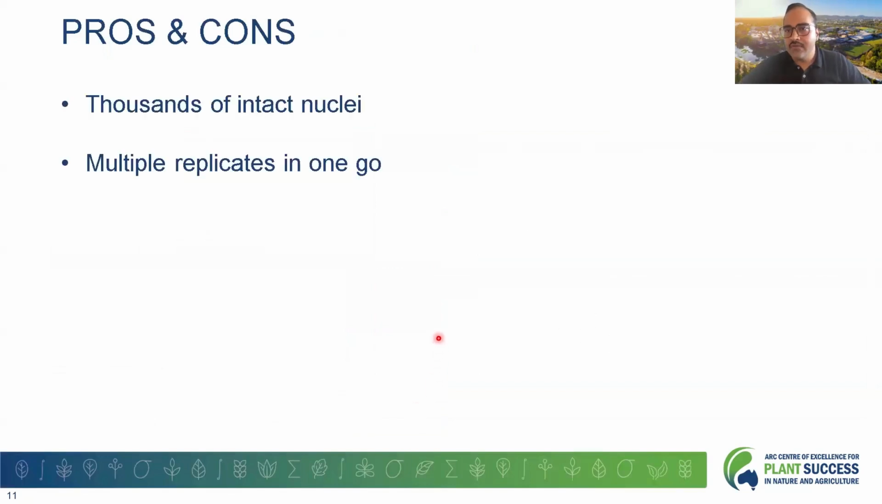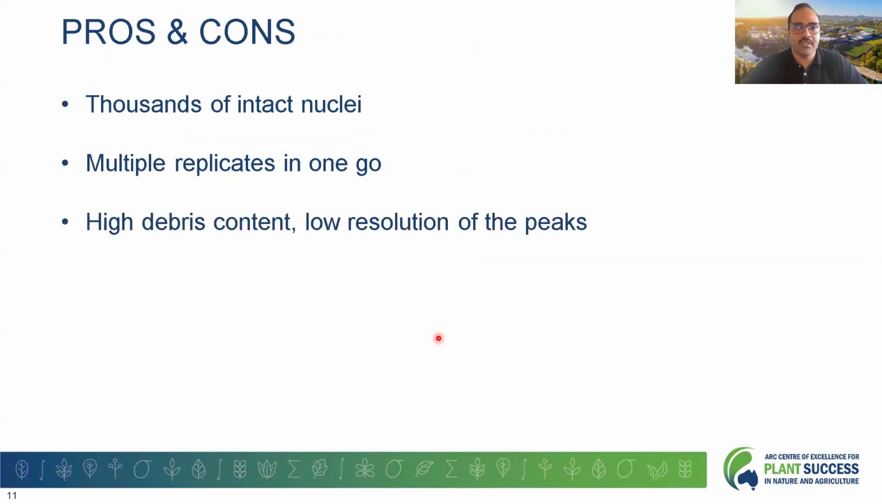Yes, as I said, we have larger volumes of tissue to work with. That's why we can release thousands of intact nuclei. When we have higher nuclei per peak, then we have the leverage that we can squeeze our peaks a little bit to reduce the CV percentage well below 5%. We can make multiple replicates in one process.